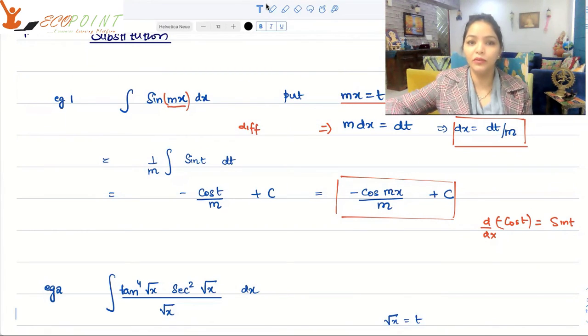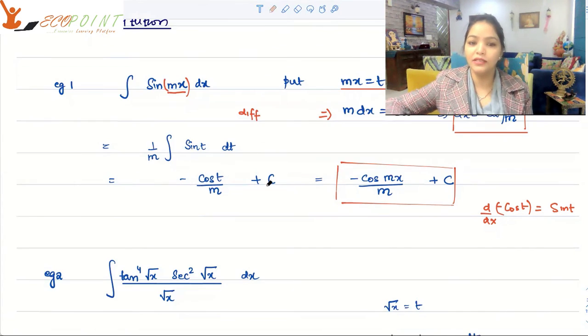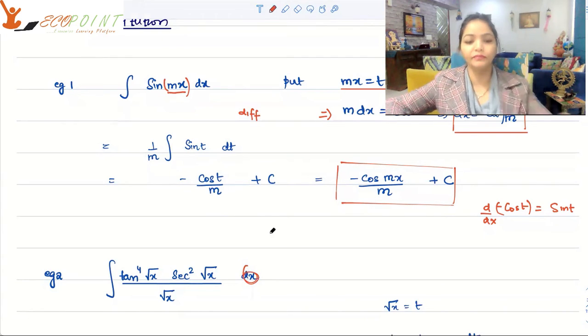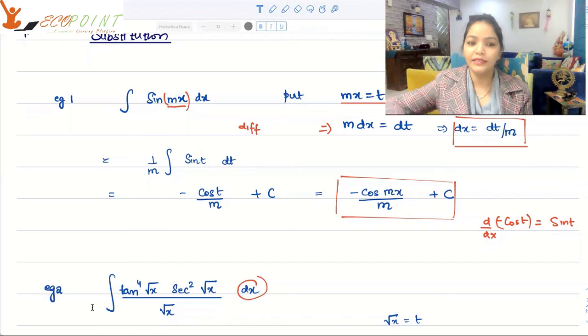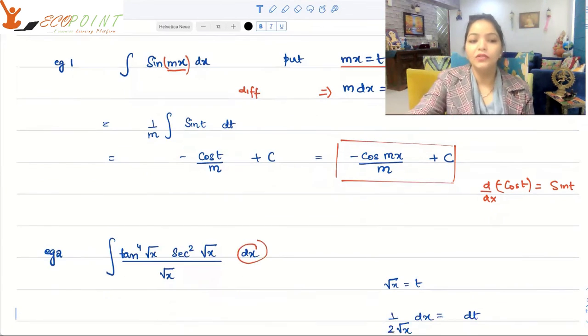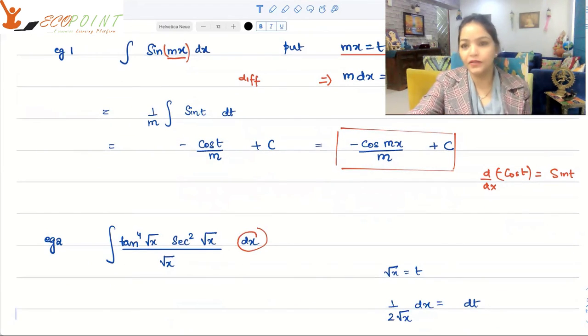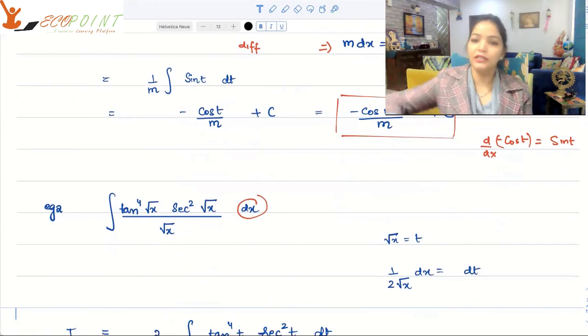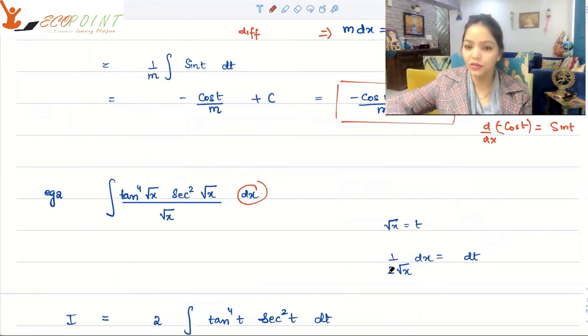We will substitute for root x. We will take root x as some t and then find out what dx turns out to be, so we will convert the integral in terms of t. So root x is equal to t. Differentiating on both sides, 1 upon root x dx is equal to dt.